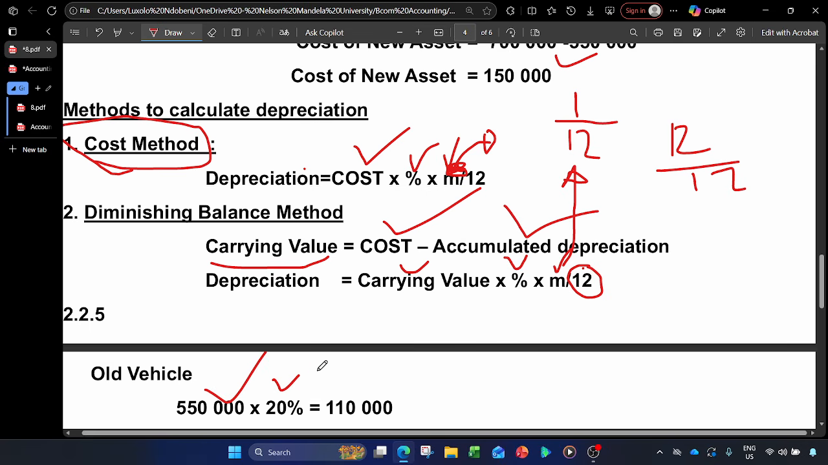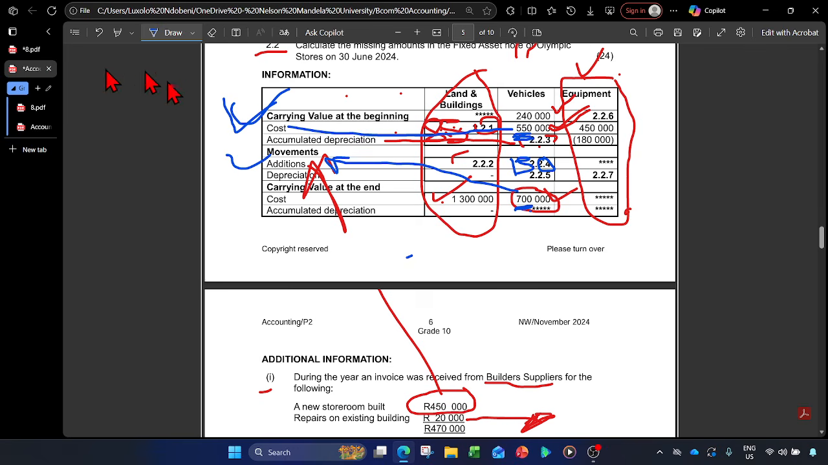And you can say, if you want, you can also say times by 12 over 12. But guys, remember 12 over 12 will cancel each other, so that means there is nothing. So you can just do it like this, because at the end of the day, there's not much time in the accounting exams. So the depreciation you will get is 110,000. Remember, guys, this is just the depreciation for the old vehicle of 550,000 that the business opened with.